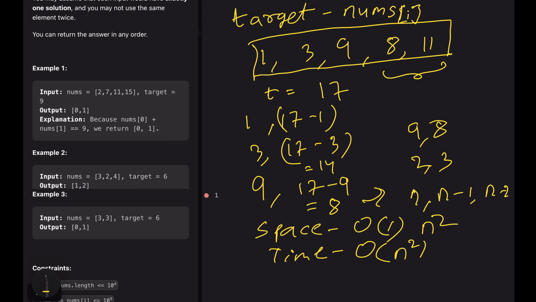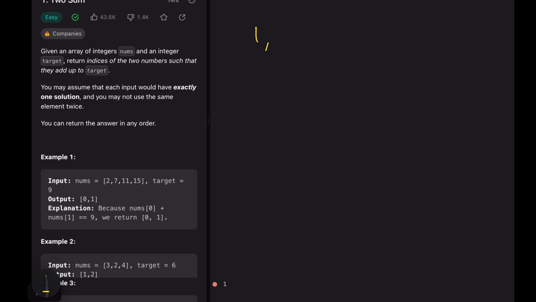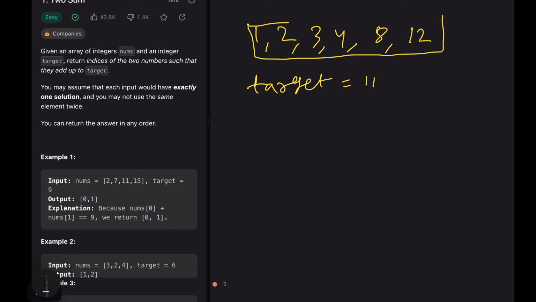Please pause the video and think of an approach. Were you able to find any approach? Let's verify. Let's try using a hash map. Why hash map? Because we're trying to search for a number. Let's take a new example: 1, 2, 3, 4, 8, 12, and our target is 11. So our solution is 3 and 8.